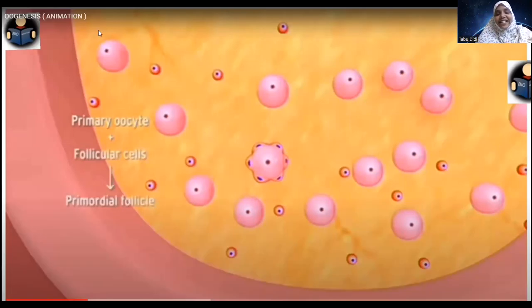Understood. Now what is the next step? Once the primary oocyte has developed, it will go to the next stage of development. What will start forming around it? Follicular cells will start forming. Now what will its name be? Primordial follicle. Okay, too many new names. You have to understand it in a step by step manner, so it will be relatively simpler.